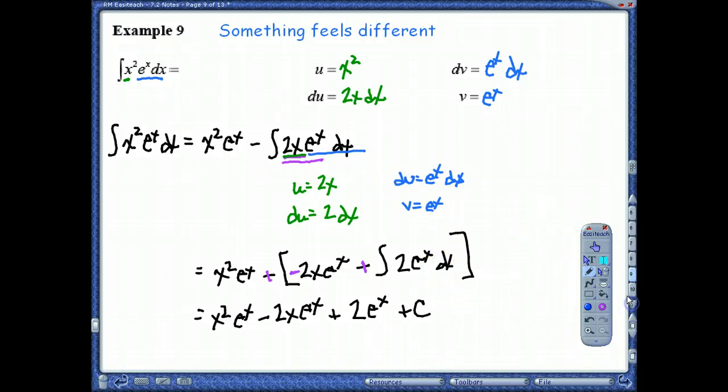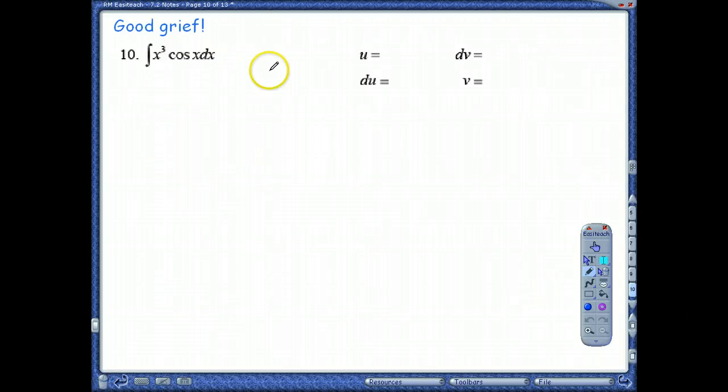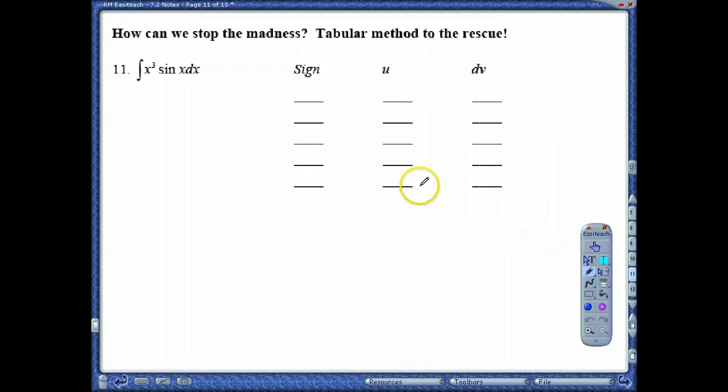So when I'm looking at this guy right here, it's very similar to the same situation. X to the third is going to get smaller. That cosine is going to jockey back and forth between the two of them. So I would have to do integration by parts 3 separate times. Okay? Well, we don't want to do it 3 separate times. There's a method to the madness. Okay? And this is called the tabular method.